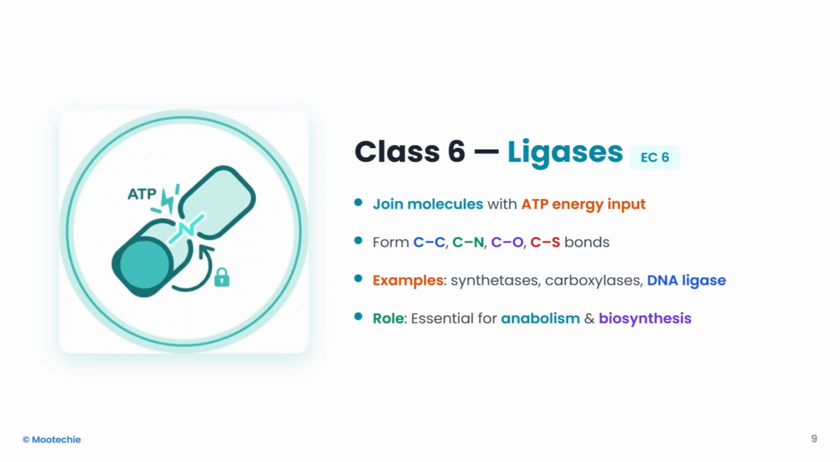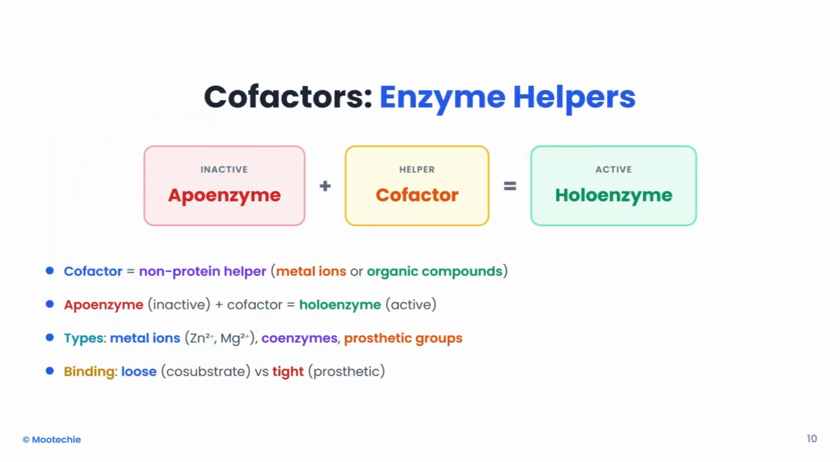This brings us to a critical concept. Enzymes rarely work alone. Cofactors, enzyme helpers. This slide uses a simple, powerful visual flow. We start with an inactive apoenzyme. It meets a helper cofactor. Together they form an active holoenzyme.